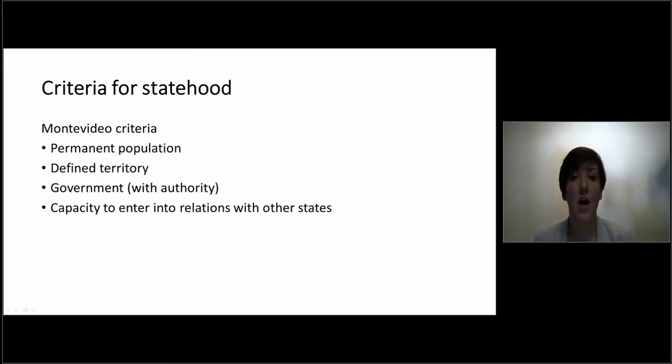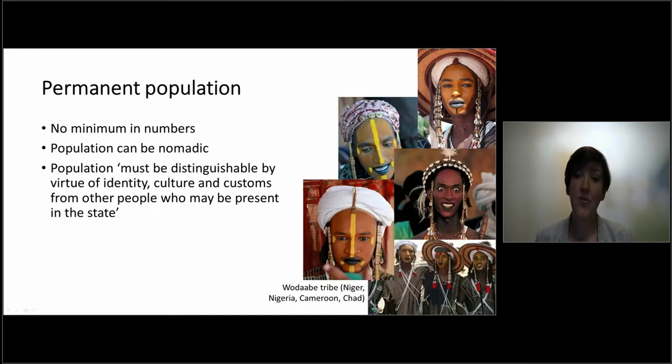And these criteria are to have a permanent population, a defined territory, a government with authority, and the capacity to enter into relations with other states. We will now look at these criteria more closely. The first is to have a permanent population. There's no requirement in numbers, so there's no minimum amount of people to be part of the population. And the population can even be nomadic, as is the tribe that you see here.